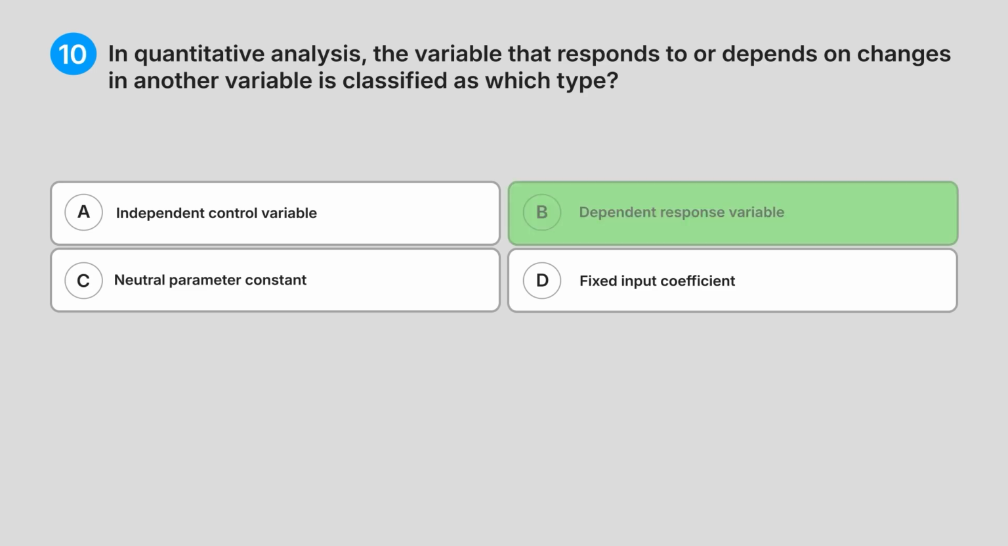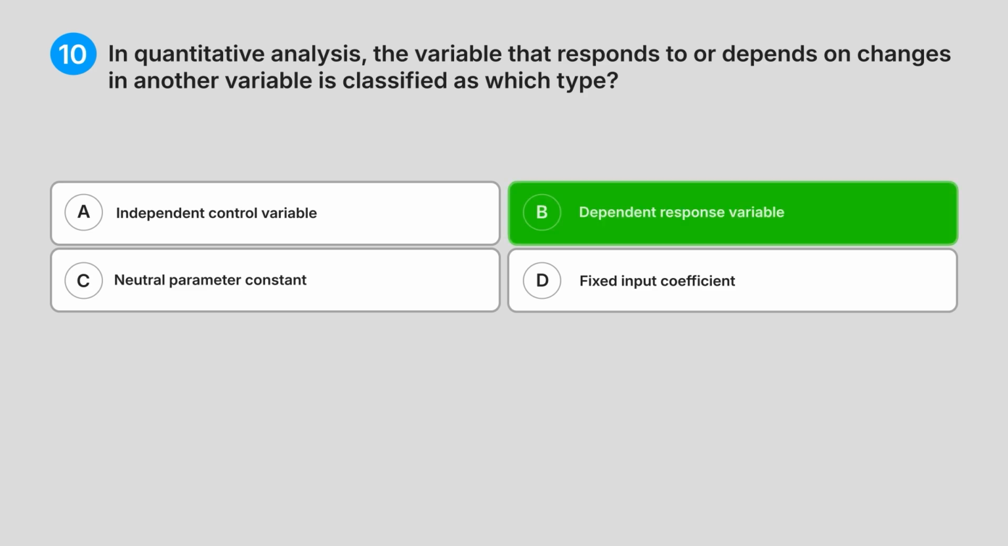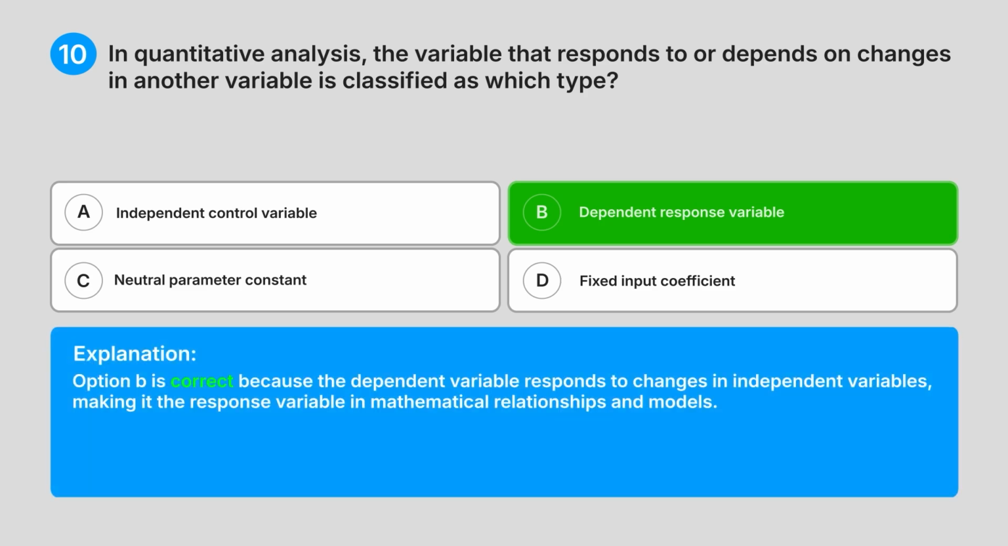Correct answer, B. Dependent response variable. Explanation. Option B is correct because the dependent variable responds to changes in independent variables, making it the response variable in mathematical relationships and models.